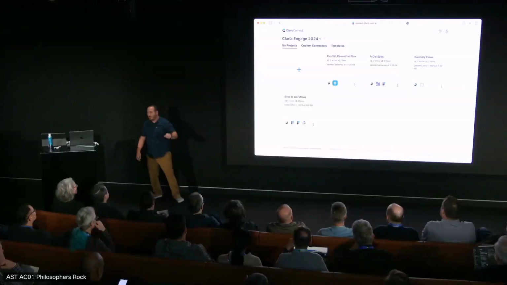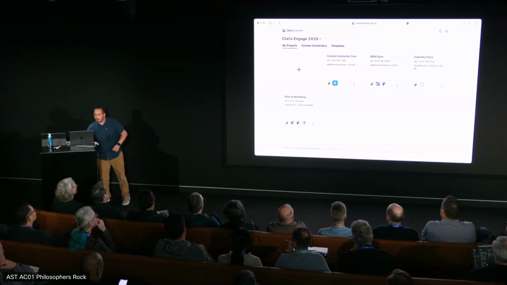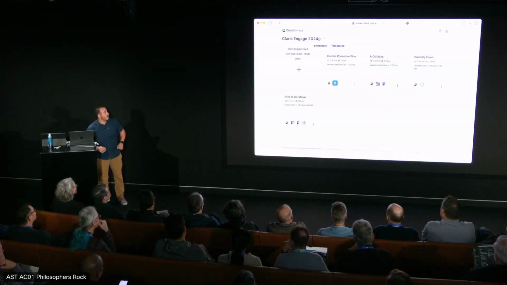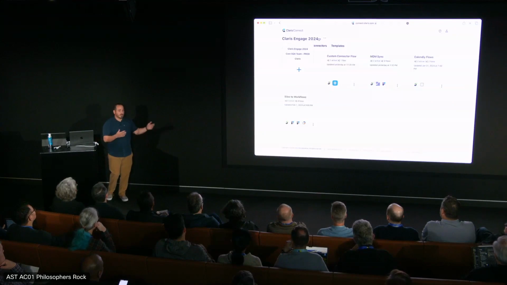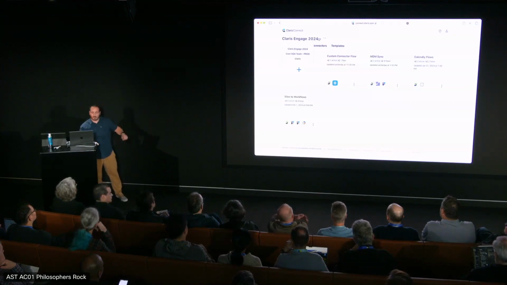Okay, so here I have the homepage of Claris Connect. First thing I'd point out in the top left corner here is my team. My team's Claris Engage 2024. Just to the right of that, there's a little down caret that allows you to switch between teams. It's quite common for you to have more than one team. If you need to move back and forth, that's the area to do it.